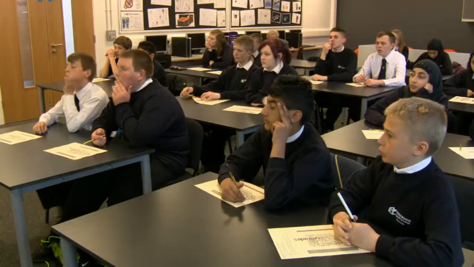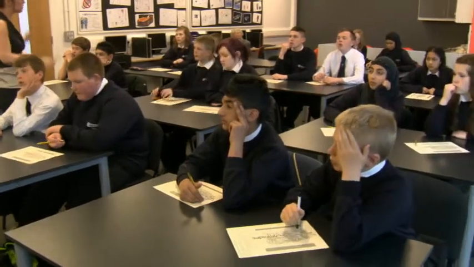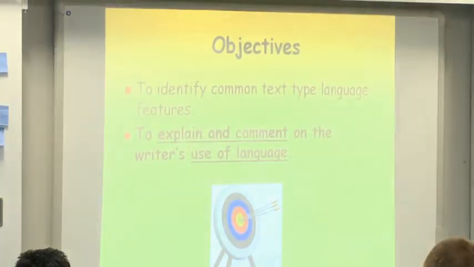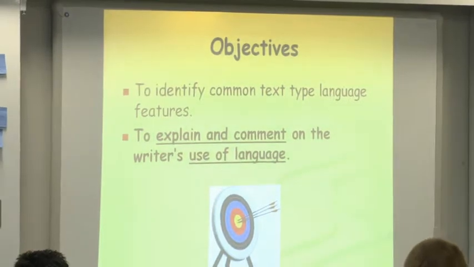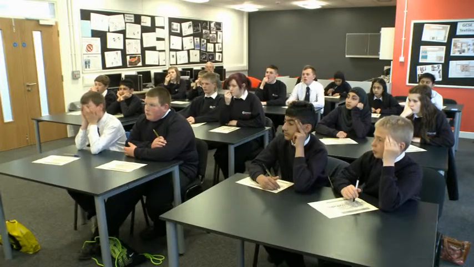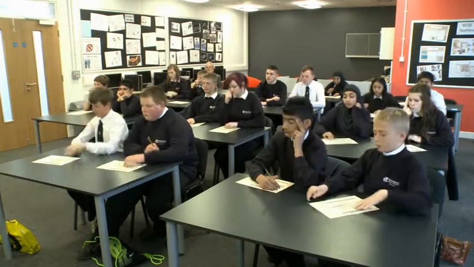Right, these are our objectives today. First of all, we are going to identify common text type features, so features of persuasive writing. We're also going to explain and comment on the writer's use of language. You started to do that last half term, but we need to develop it further. We need to push our way up, okay? Right, ladder of skills. Can you all open the first page of your booklet, please?